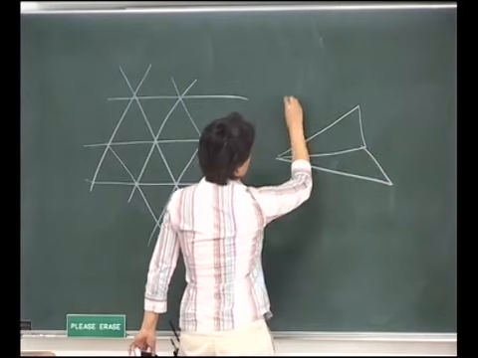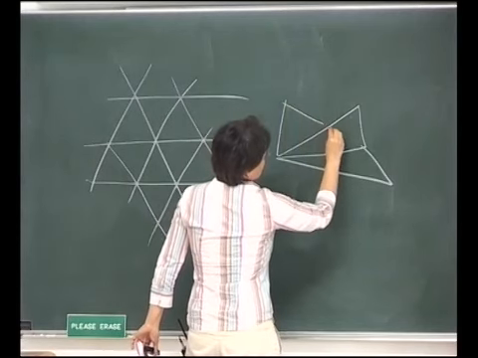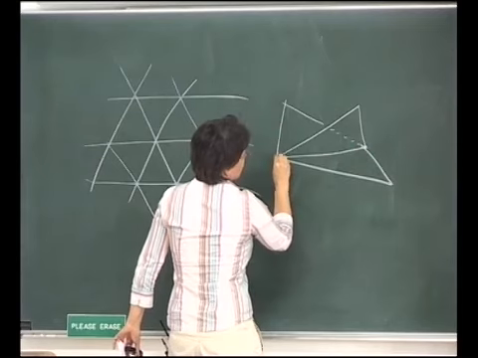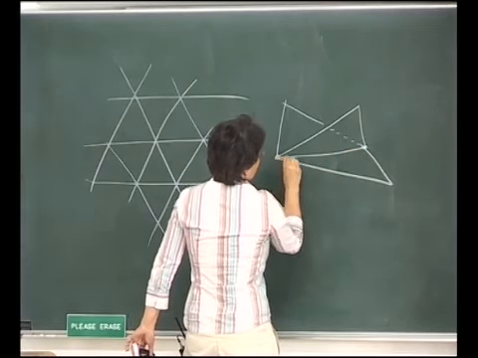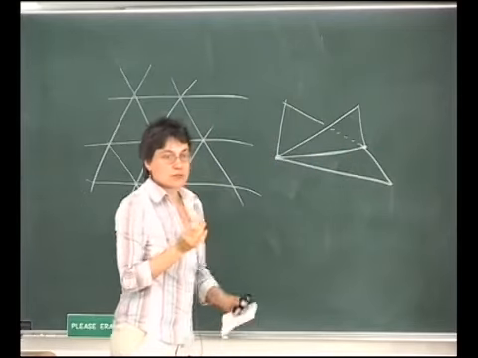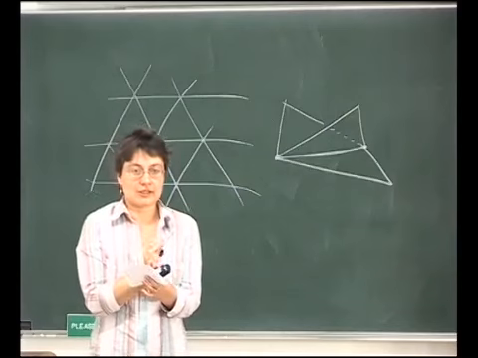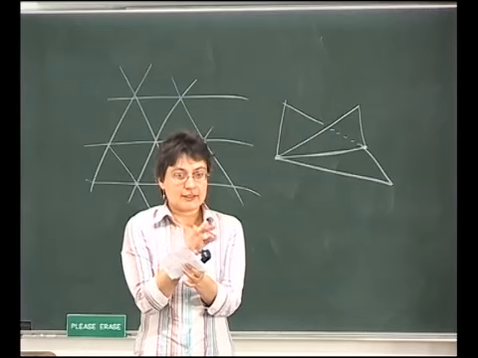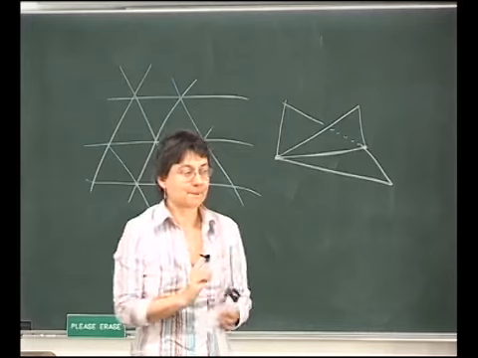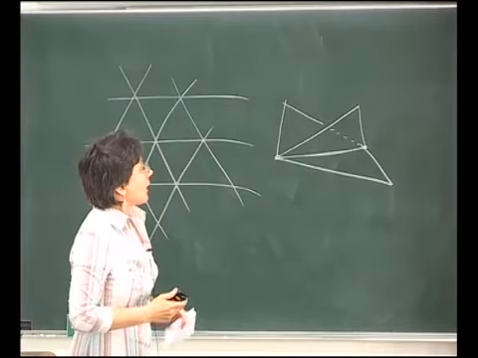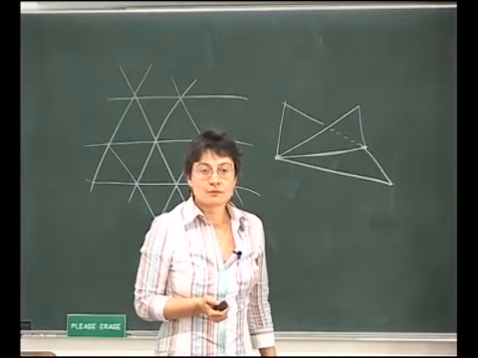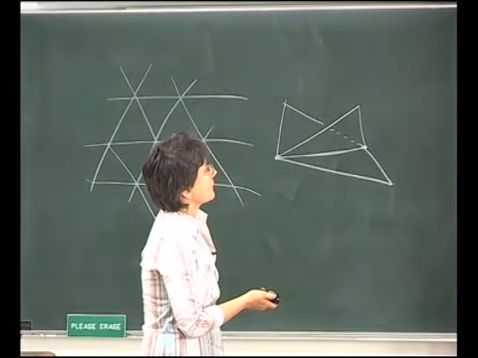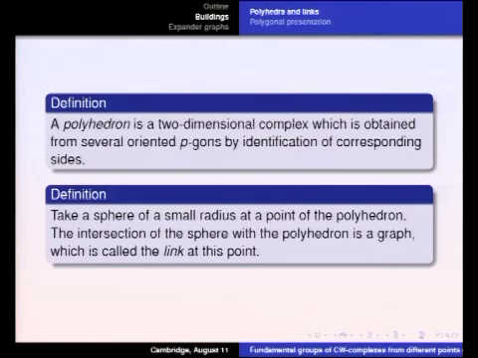But we will work with so-called thick buildings, such that every edge of a triangle is contained in at least 3 triangles. So if you look locally at your building, every edge is contained in at least 3 triangles. Okay? Yes? Okay.